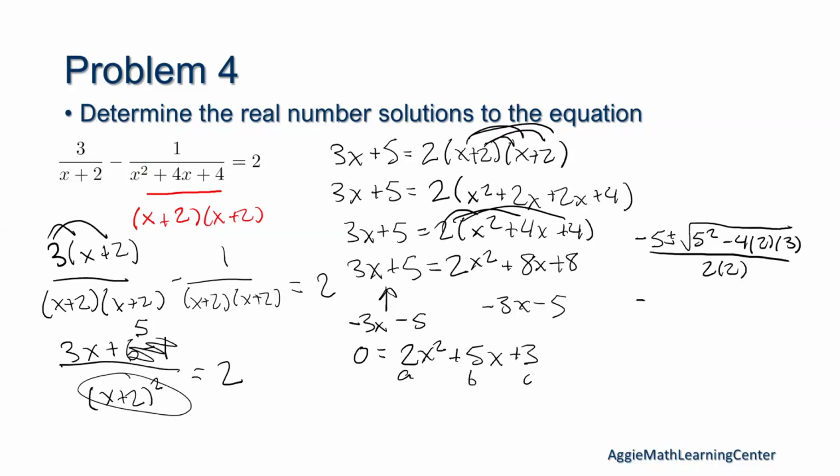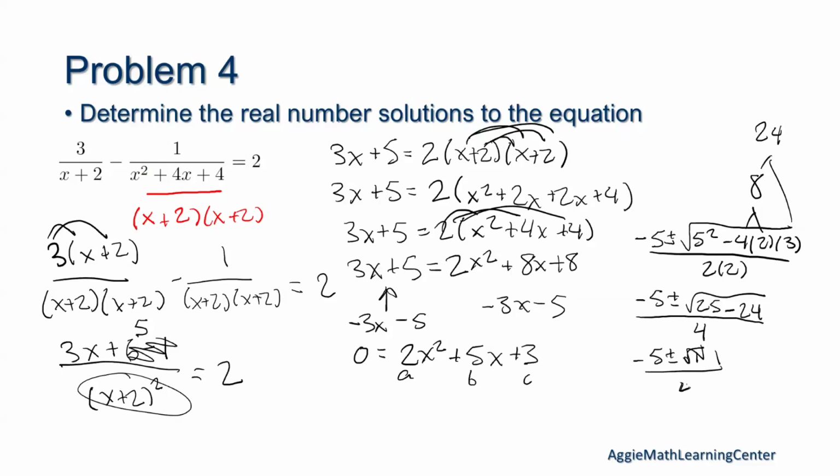So we got negative 5 plus or minus the square root. This is gonna end up being 25. And we're gonna subtract 4 times 2 gives us 8. 8 times 3 is going to be 24 over 4. And then that's gonna simplify to 1. That's awesome. Plus or minus square root of 1, which we know that's just 1. So I'm gonna just write 1 over 4.